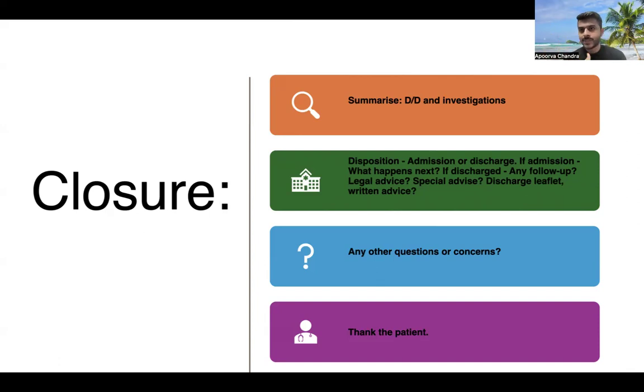Now, once you finish all this, it again becomes important to ask them if they have any specific questions or concerns. And if they have further questions at this point, you can address those questions or concerns as well. So once you finish all this, thank the patient and finish the station.